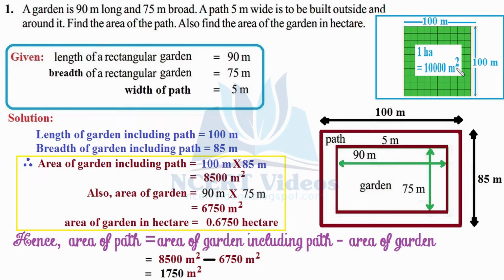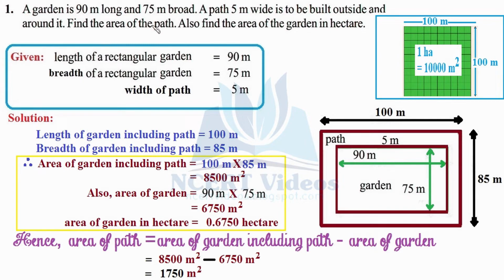So what will be 1 meter square? It is simple unitary method. That will be 1 hectare over 10,000. Or we have to calculate the number of zeros, 1 2 3 4. So we will put the decimal like this, 1 2 3 4. So that will give you the answer in hectare. Area of garden in hectare will be this much.